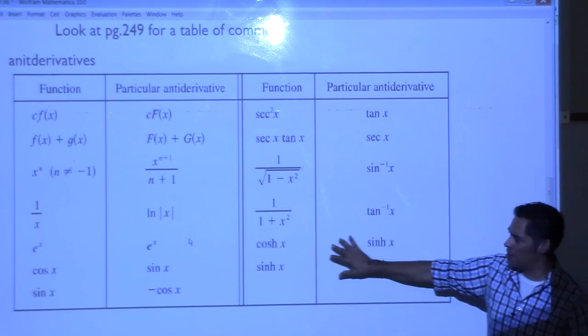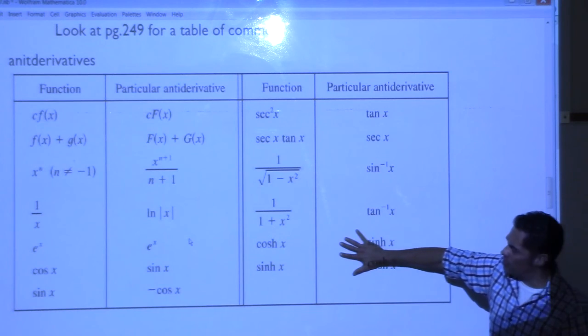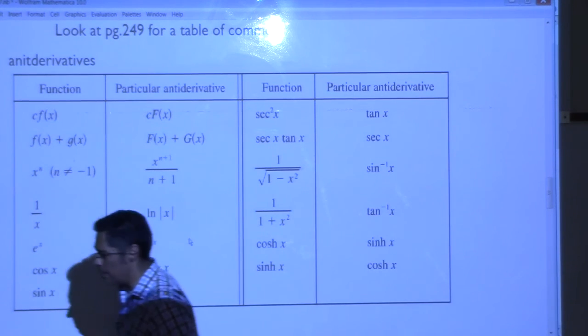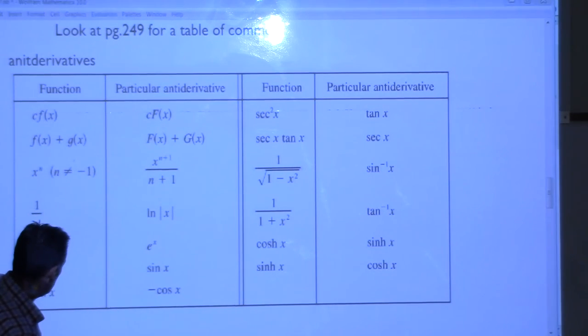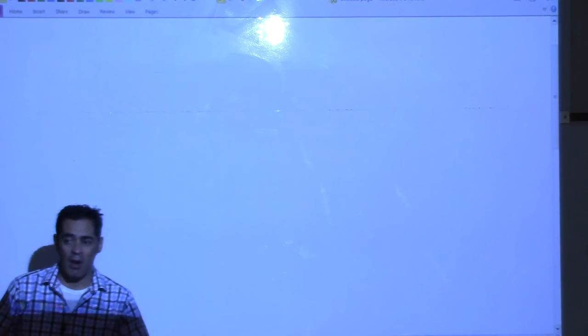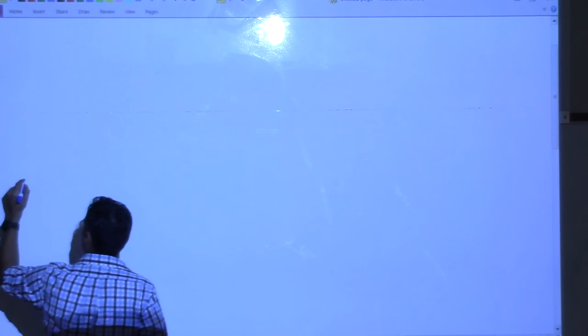And these are hyperbolics. Ignore these. We didn't talk about hyperbolic functions. You will in Cal 2, but we're not talking about them here. Okay, so where are we? We can only really find antiderivatives right now if it's something we recognize from Cal 1, right? Okay, so let's try something else. How about this example?